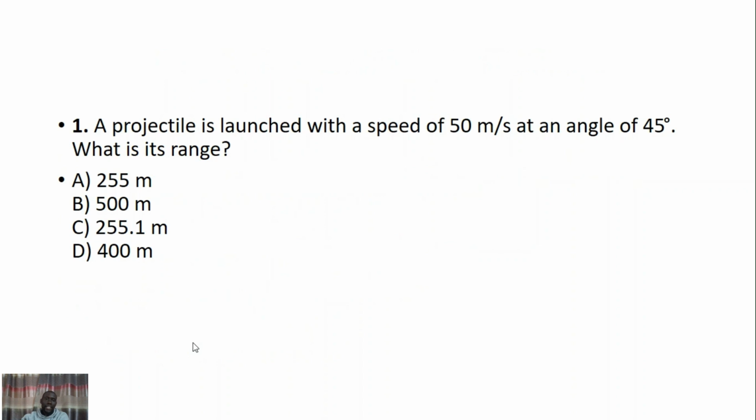The first question: a projectile is launched with a speed of 50 meters per second at an angle of 45 degrees. What is its range? If you can recall, the formula for the range is R equals 2v squared sine alpha cos alpha divided by g. If this is R, that's the range. If you input the values into the formula, you should be able to get it.